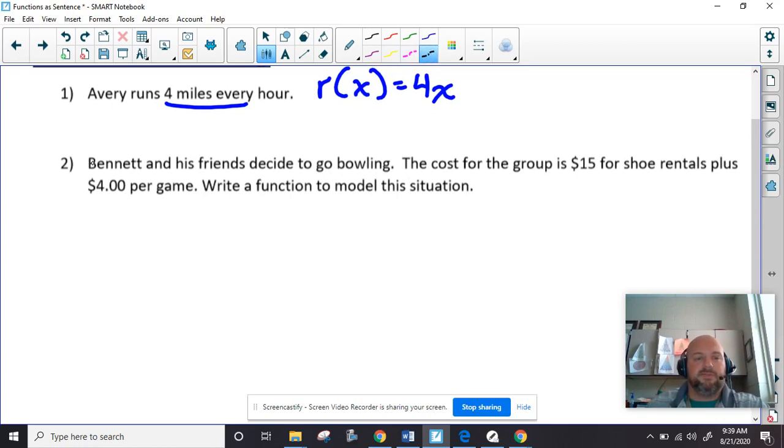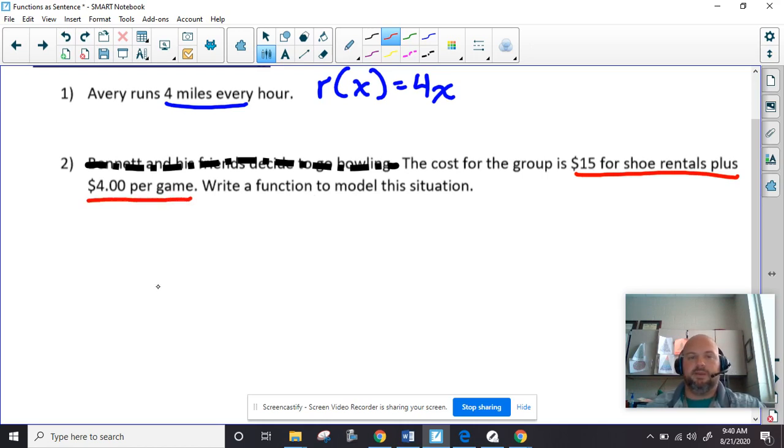All right. So Bennett and his friends. Blah blah blah. We don't need to know that. Let's look for our keywords here. Okay. The cost for the group is $15 per shoe rental plus $4 per game. Okay. So we have two different things here. Here we have something plus and then a per.